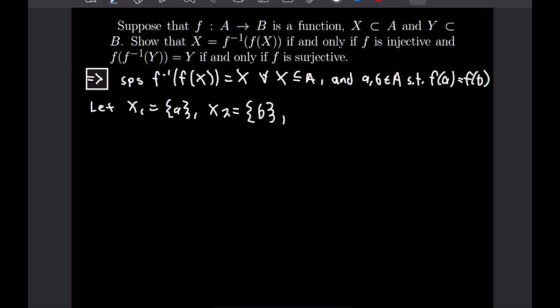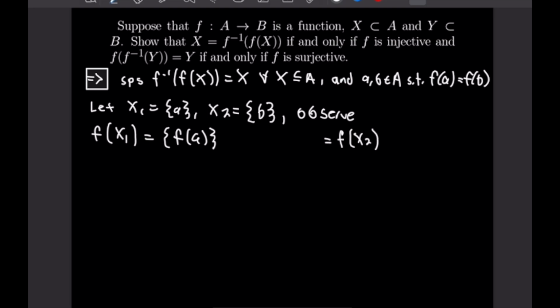And we want to observe the following: that the image of x1 is going to be equal to the set of f acting on A, as x1 is just the singleton A. And by the same logic, the image of x2 is going to be equal to the set of f acting on B. But if you recall from our definition up here, f of A is equal to f of B, which means that f of x1 is equal to f of x2.